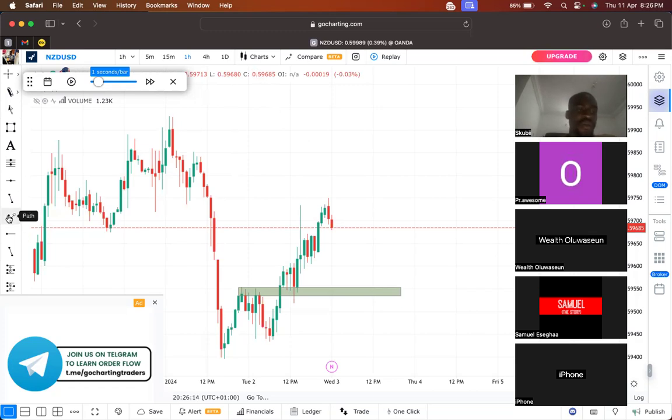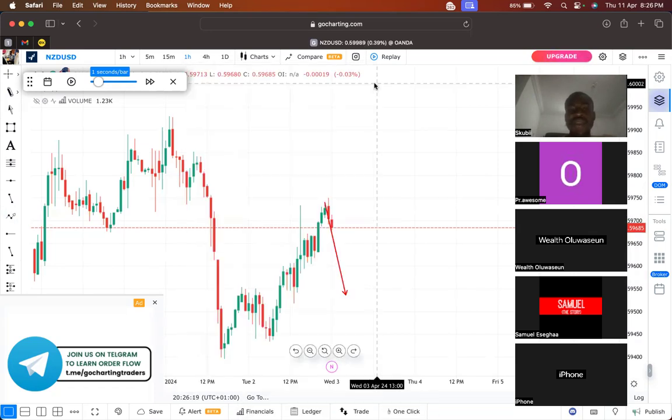So what we're looking for now is for price to come back, tap this level, and then what? Let's get buys to the upside. So let's wait and see how price behaves.